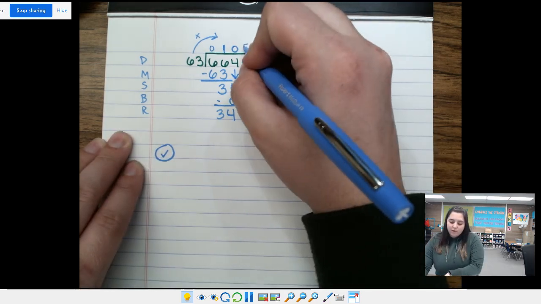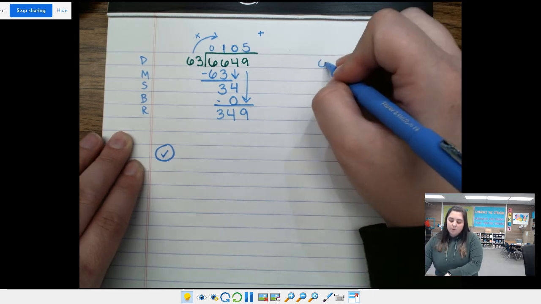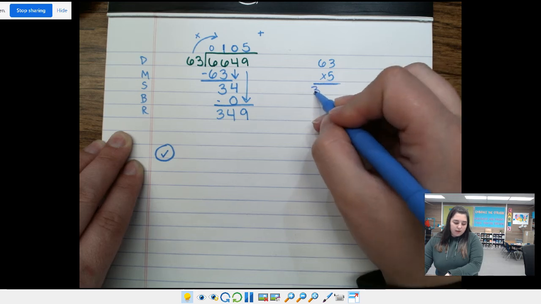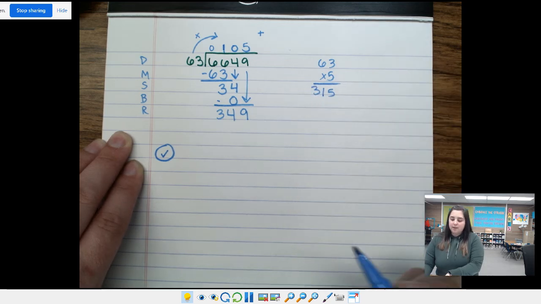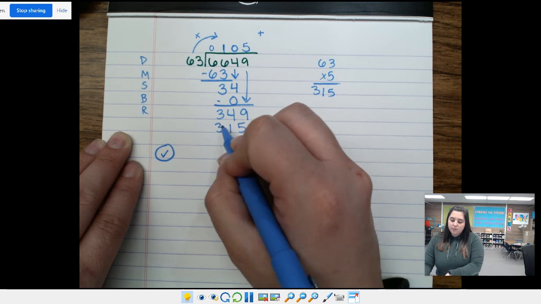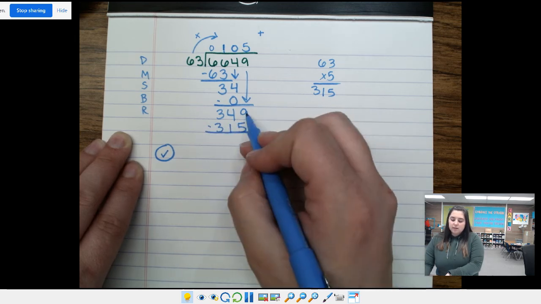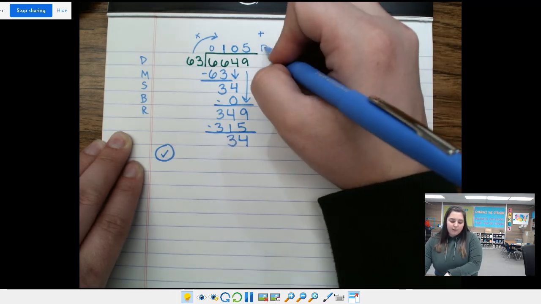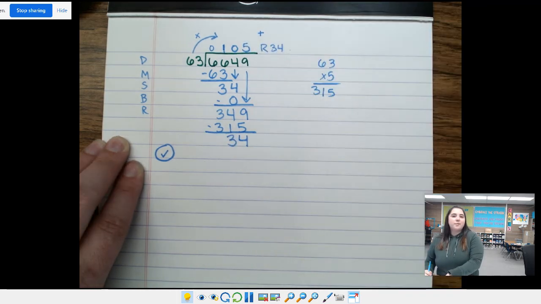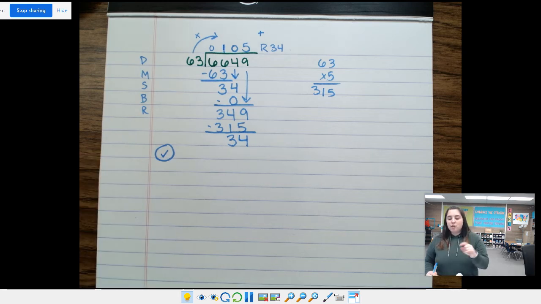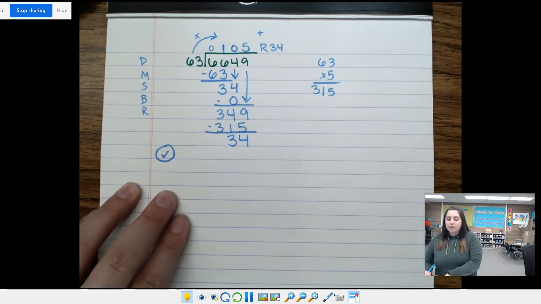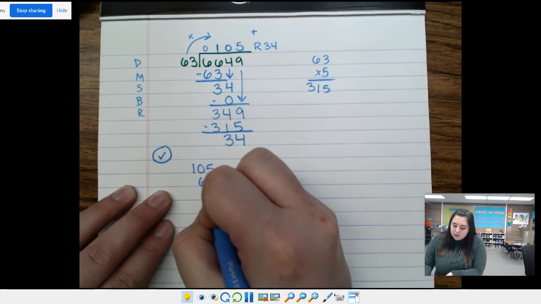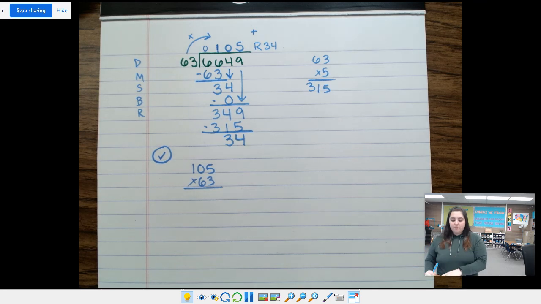It actually will go in 5 times, because 63 times 5 is 315. So when you subtract that, your remainder is 9 minus 5 is 4. 4 minus 1 is 3. You have a remainder of 34. Make sure you checked it. You should be doing this on all your practice problems on your problem set as well. So we'd have 105 times 63, or you could have flip-flopped them.